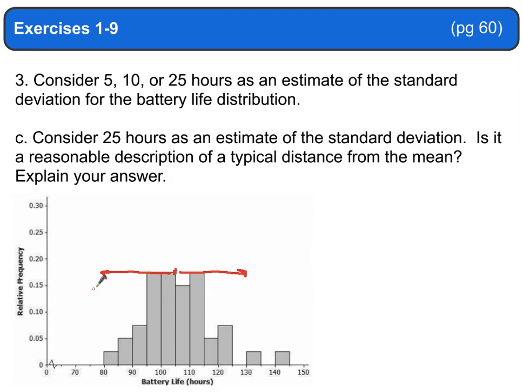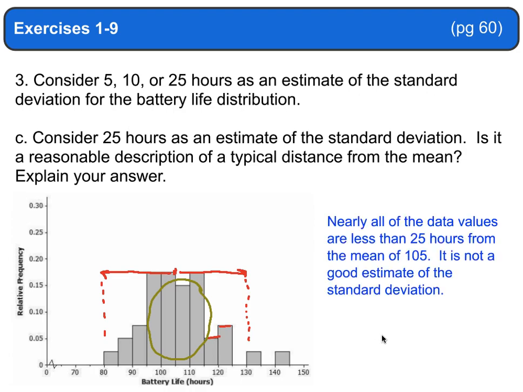Notice how much of the data that tends to cover. It tends to be way more than what we would be looking for in this design. These are kind of low compared to where the bulk of this data is at. And so when we answer that, of course, we would say nearly all of the data values are less than 25 hours from the mean of 105. So again, this would not be considered a good estimate for the standard deviation.